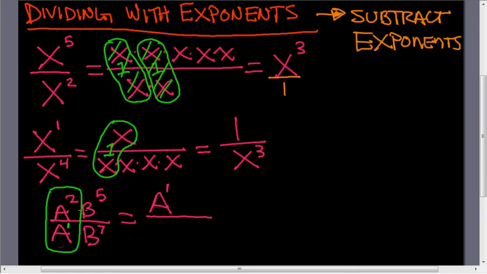Now let's check out the b's. B to the power 5 and b to the power 7. The shortcut is to subtract the exponents. 7 minus 5 makes 2. And I'm going to put that in the denominator, because if you look, the biggest exponent out of these two is down in the denominator. So if I was to expand these out and cancel them, I would have leftovers down on the bottom. So my b is going to be on the bottom. So those would be my answers: a to the power 1 times b to the power of 2.